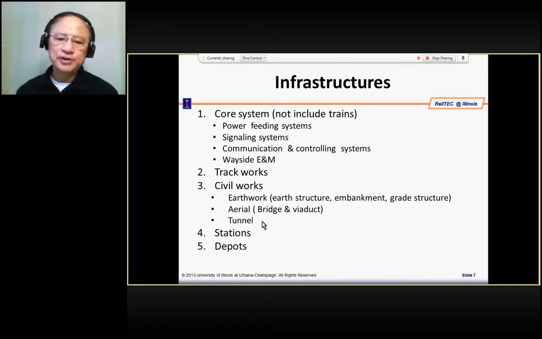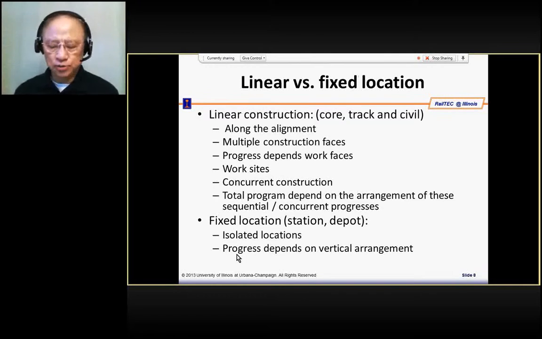And then following that will be the stations. The stations will be isolated in different spots where you provide the service to your customers. And then the depot will often be at both ends of the line, to provide service to the train and also for the stabling of the train during the evening. So this is the type of infrastructure you construct in order to support the train operation and the high-speed rail operation.